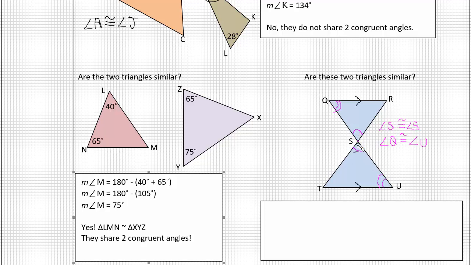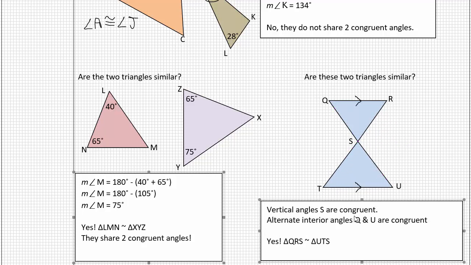And just by proving the vertical angles are congruent, and Q and U are congruent, then that must mean that R and T are as well, which they would be because they are also alternate interior angles, just on a different transversal. And I've gone ahead and written that out for us as well, and wrote our similarity statement. So once we are able to prove that two triangles are similar, we need to write a similarity statement. So notice that we have triangle QRS is similar to triangle UTS.